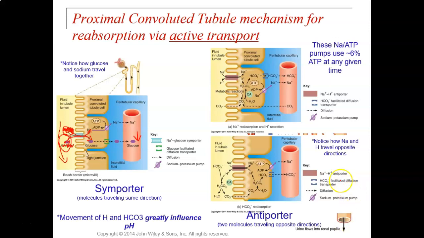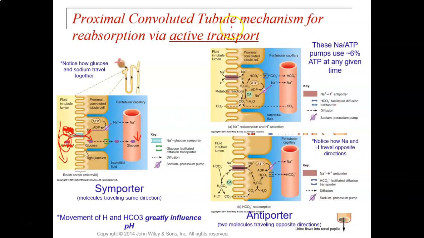So these antiporters. When we talk about urine, when we talk about blood, when we talk about fluid inside of the body, the pH of that fluid is hugely important to how fast the metabolic reactions occur, how fast the chemical reactions occur. It is hugely important. One of the main ways that we can regulate pH is through, again, the antiporters over here.